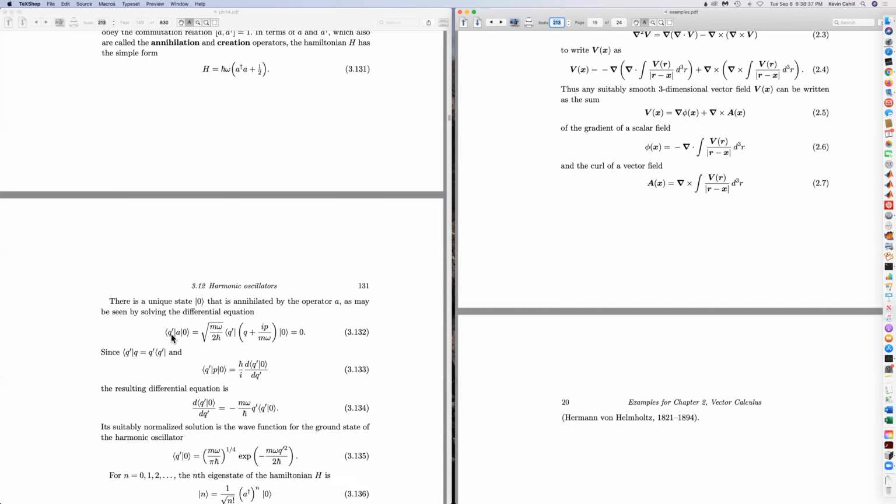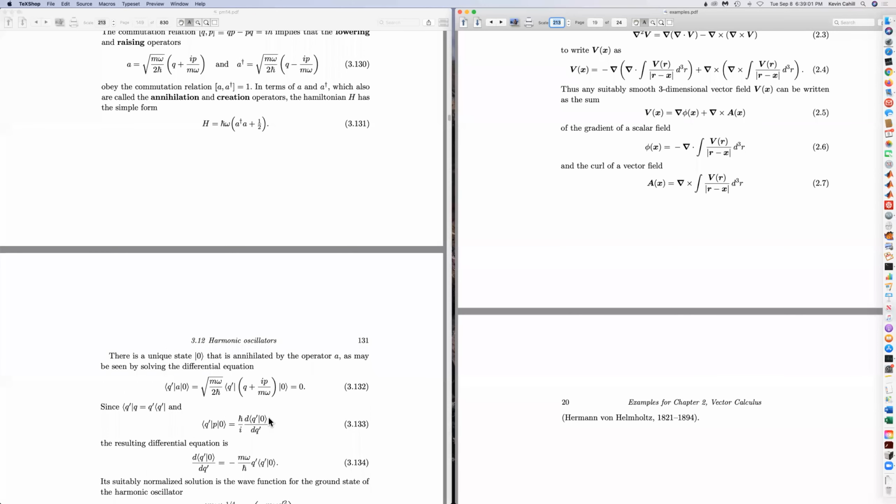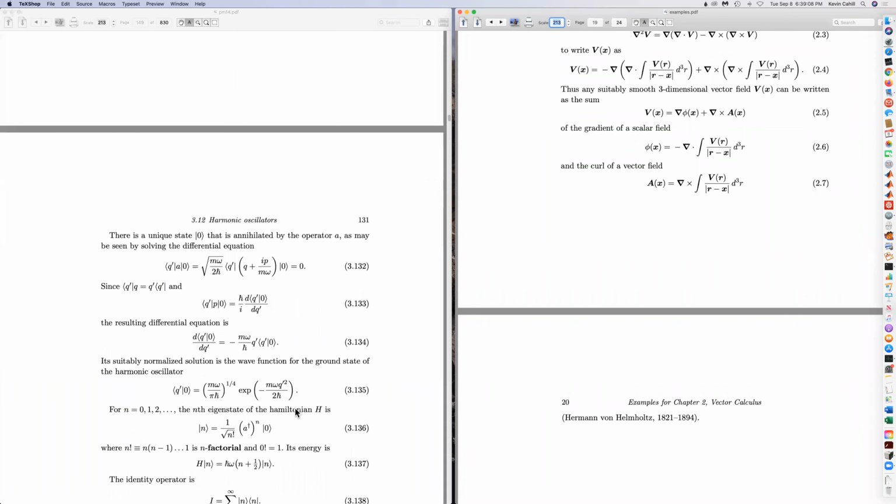q prime, an eigenstate of q with eigenvalue q prime, with a on the ground state that we're going to derive. Then, substituting for a this expression here, we get this equation. But <q prime|p on anything is h bar over i d by dq prime of whatever's left over. And so we apply this to evaluate this part of the expression and we get a differential equation. This is the differential equation.